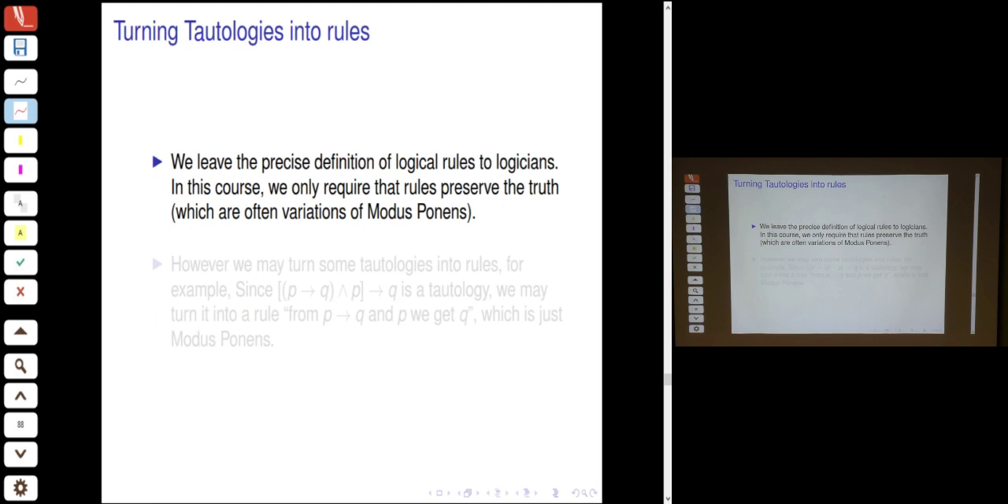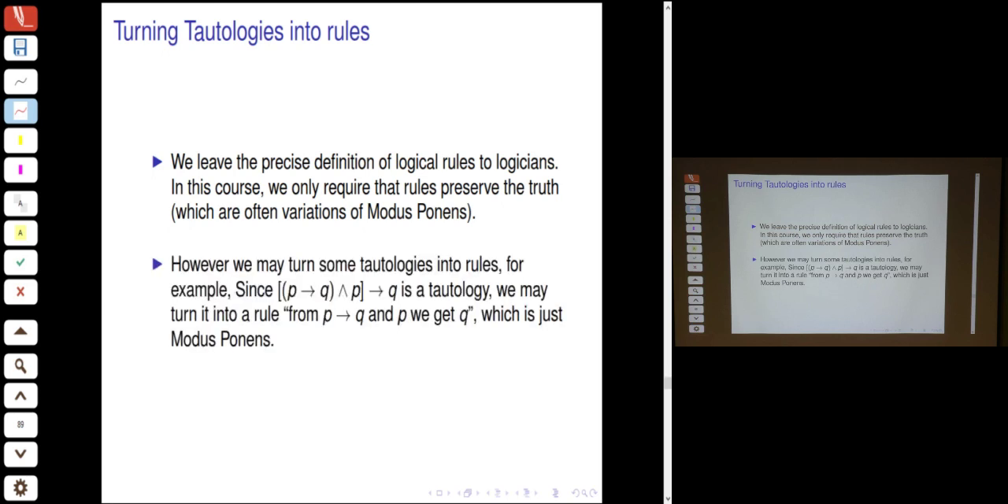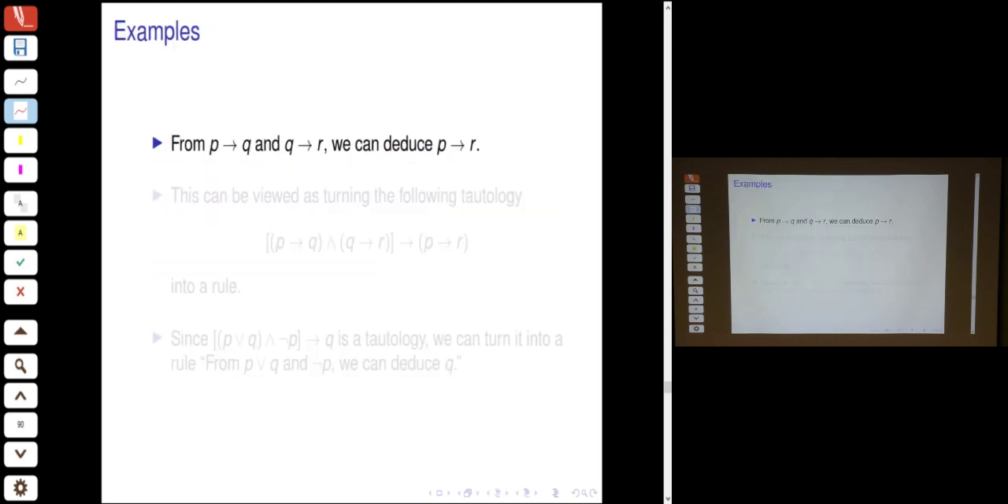But in this course, very often we are going to use some rules. The rules we are going to use are usually coming from tautologies. Let me give you an example. This is another example of a rule. From P arrow Q and Q arrow R, we can get P arrow R. Intuitively clear, right? Suppose you give me P, how do I get R? If you give me P, I can get Q. And then from Q, I can get R. So of course, from P, I can get R. So this is a rule.